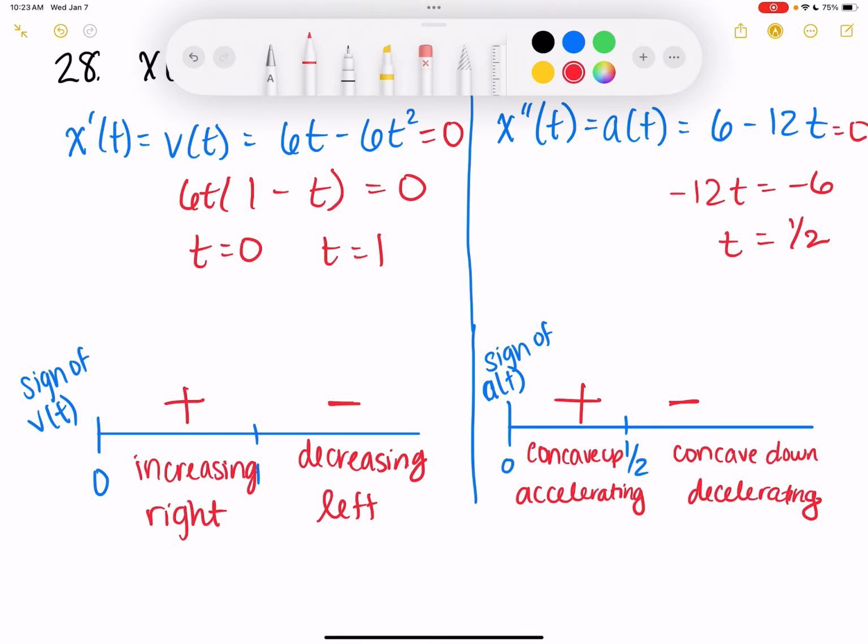So that's our things there. So increasing and decreasing, we hadn't really talked about that as far as having any problems that asked us that information.